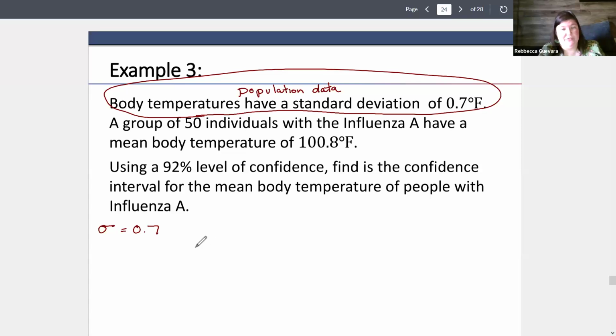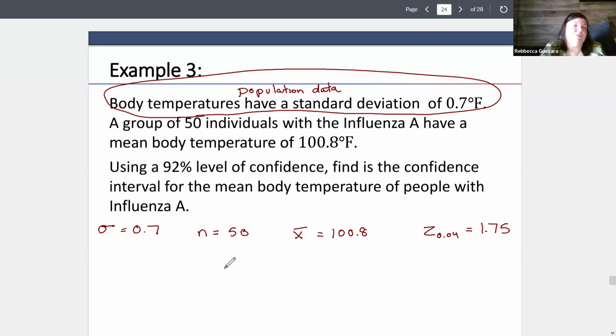We have a group of 50 individuals, so my sample size is 50, with influenza A, and they have a mean body temperature. So this is a sample. We have a sample mean, so an X bar of 100.8 degrees Fahrenheit. We're going to use a 92% level of confidence. So we just found out that if I do a 92% level of confidence, that means there's 4% left in the tail. The z-score for 4% left in the tail is 1.75. Like I said, we just found that in the last problem.